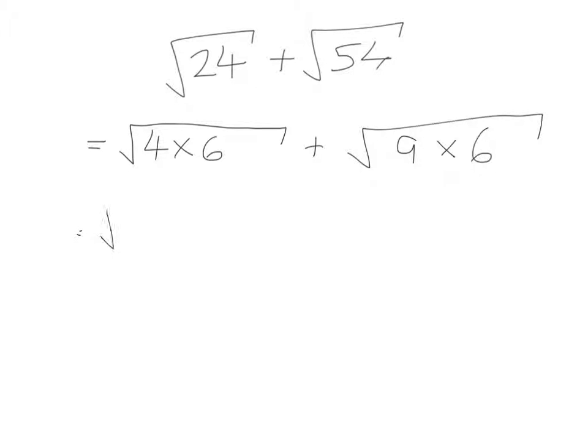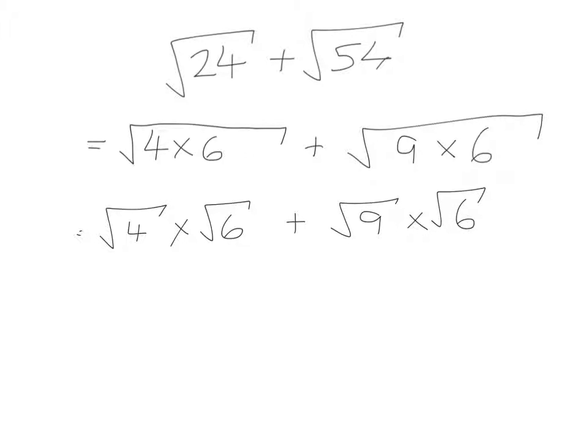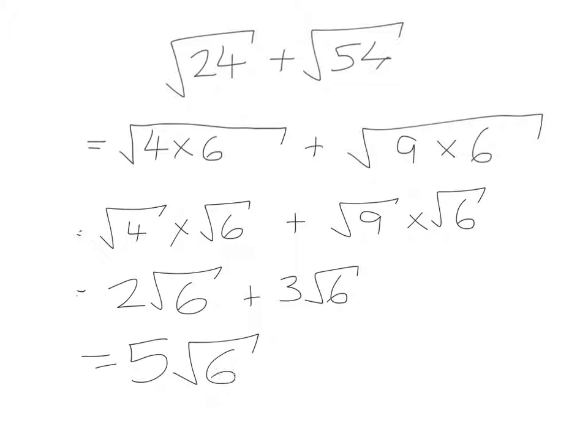Okay, I'm now going to break my square roots. Root 4 times root 6, and root 9 times root 6. I know that the square root of 4 is 2, so I've got 2 root 6. And I'm adding on the square root of 9, which is 3, so 3 root 6. Altogether, I have 5 lots of root 6.